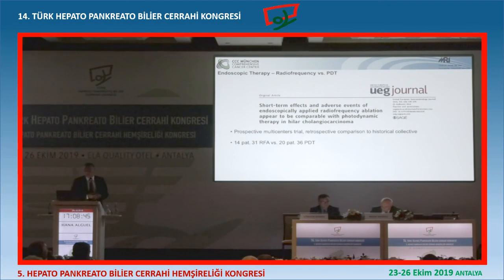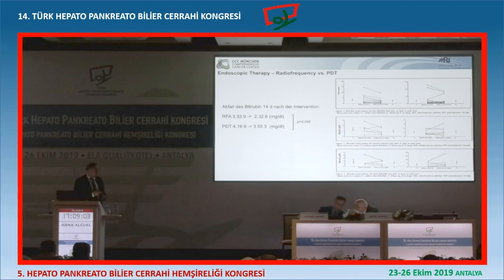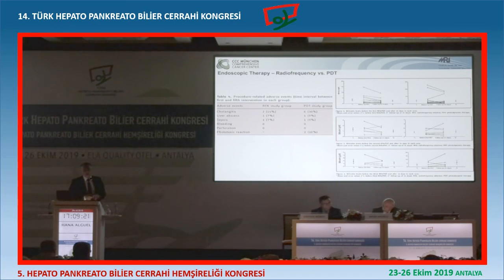And this is my last study that I would like to share with you, something that was done in our hospital comparing radiofrequency to photodynamic therapy, 14 patients receiving RFA and 20 patients receiving photodynamic therapy, and to be honest, it seems that it is equally good. There is a tendency towards a better outcome in patients having received radiofrequency ablation compared to photodynamic therapy. I'm not talking about quality of life, so it seems that radiofrequency is something that we can offer to our patients.